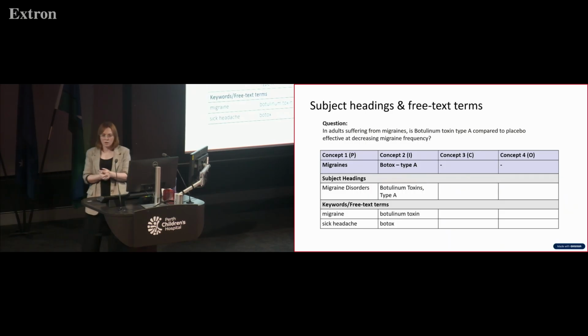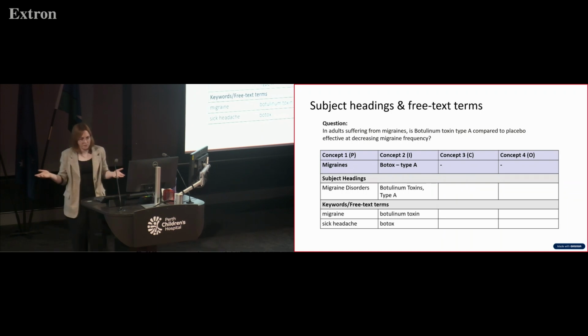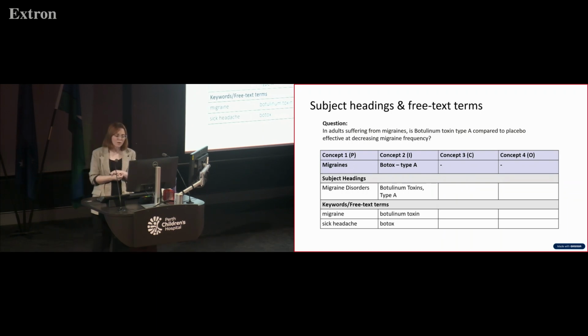And then you also want to think about whether there is a commercial brand for a particular drug or device versus maybe their pharmacological name. So for example, from our question here, we've got botulinum toxin type A versus Vistabex, which is a commercial name for it. So you need to keep a combination of both free text and subject headings for each concept of your search.